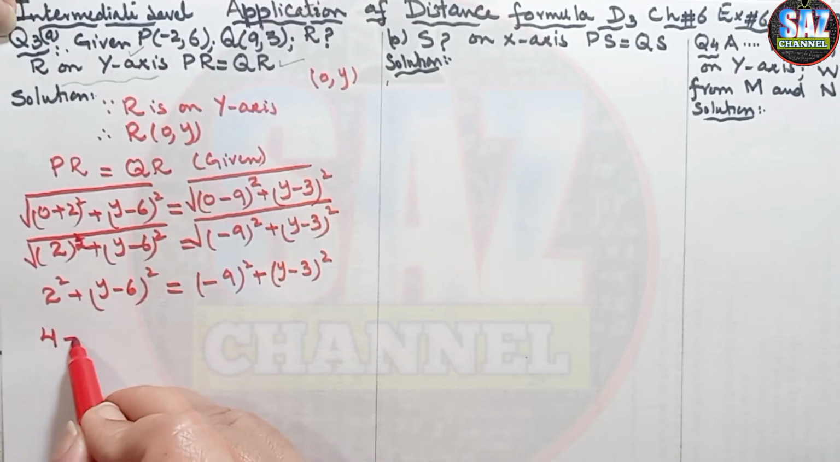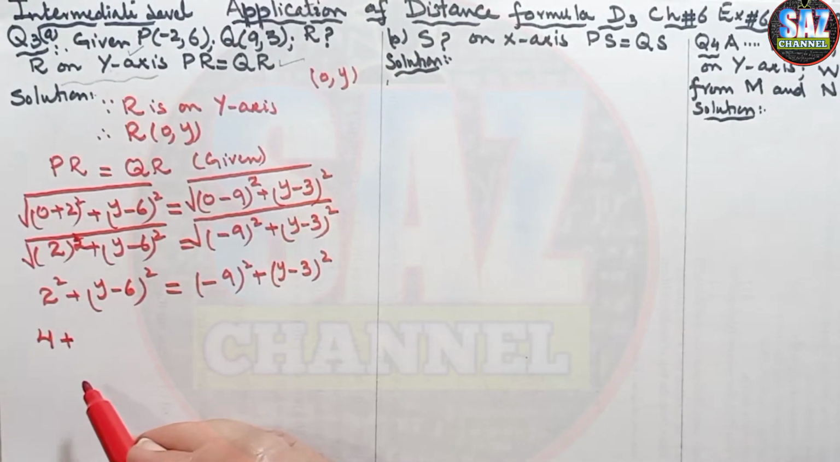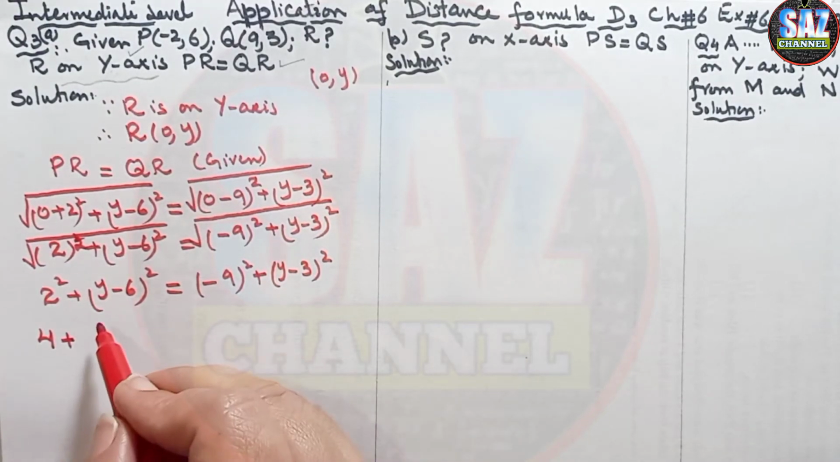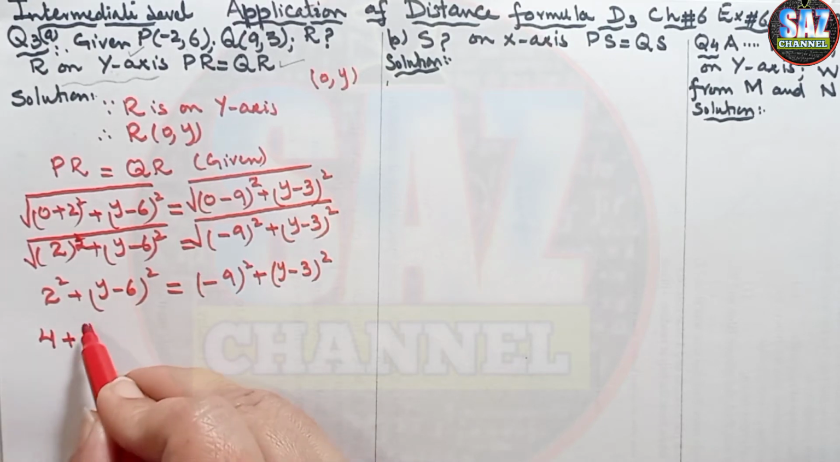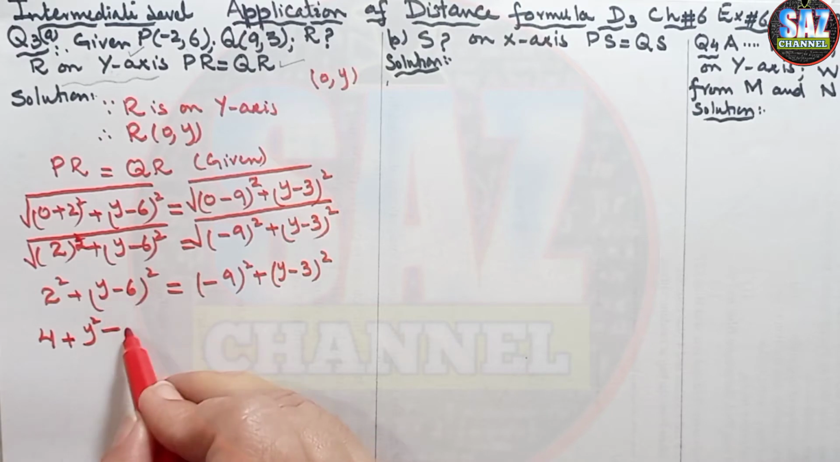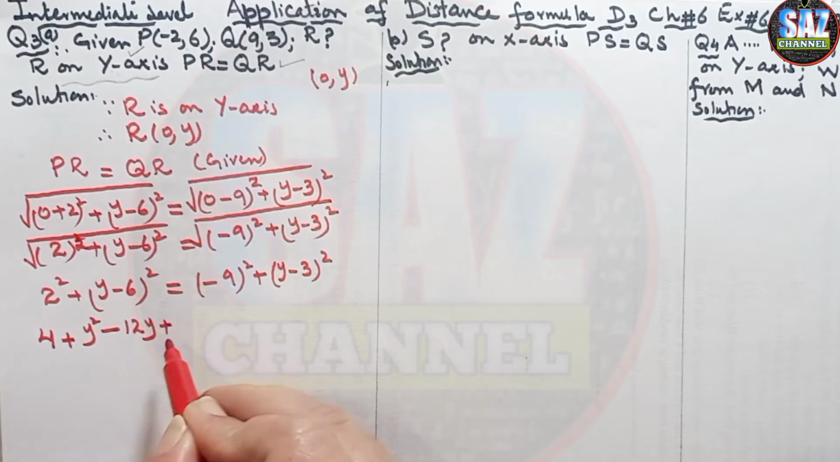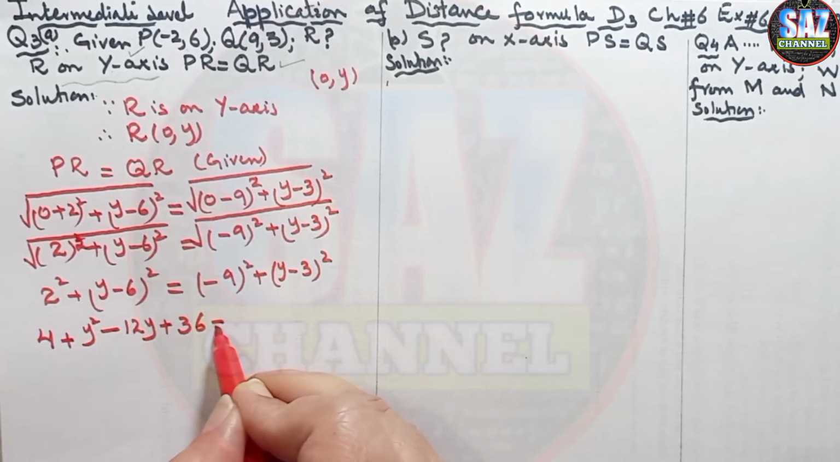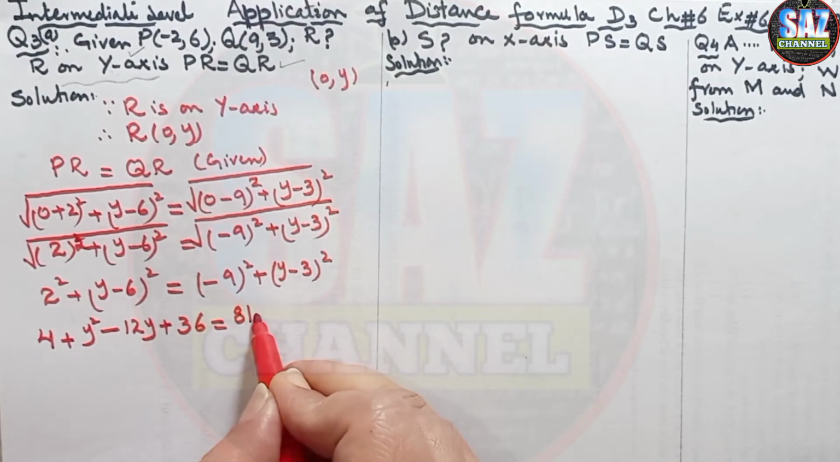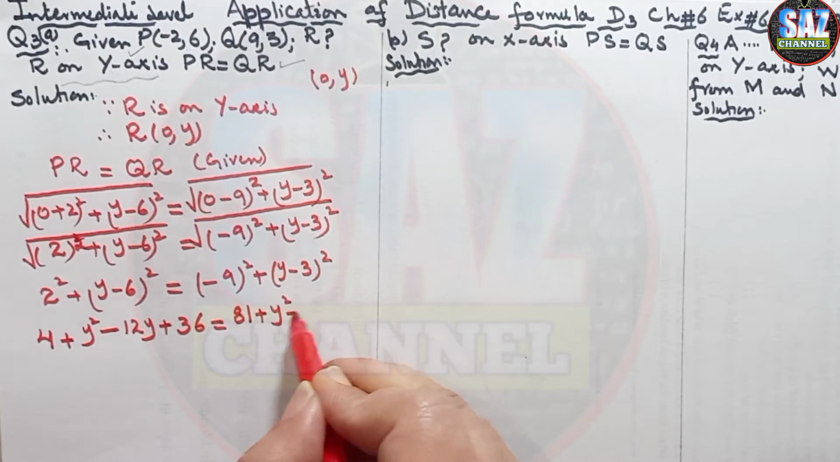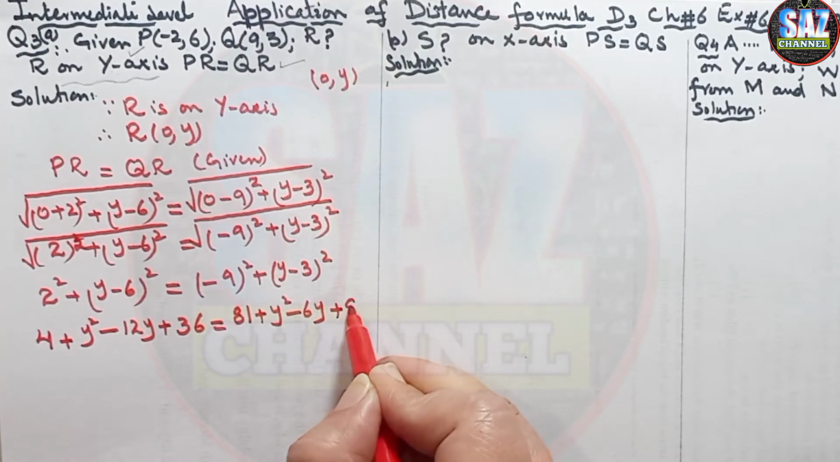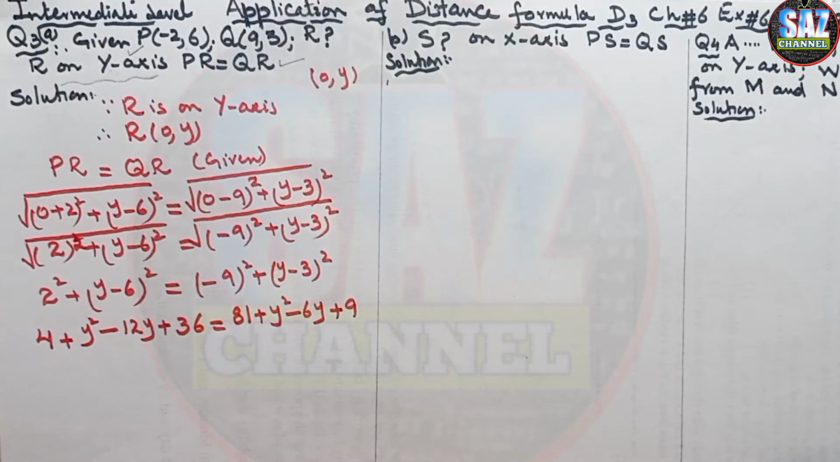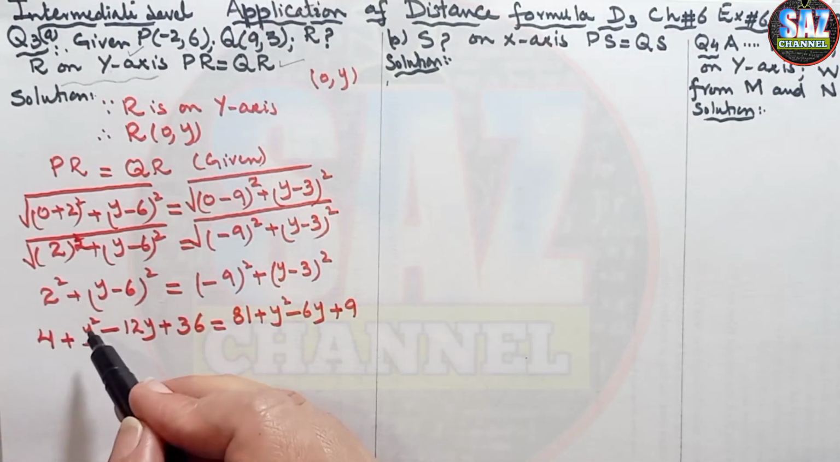Here we have to apply the algebraic identity from D2 chapter number 3, that is a minus b whole square, so perfect square identity with difference. Okay, and it will become y square minus 2ab, 12y plus 36 equals to 9 square is 81 plus y square minus 6y plus 9. I'll be going a little slow in these questions because I know some of my students were finding these questions difficult, so that they can understand these questions easily before exams.